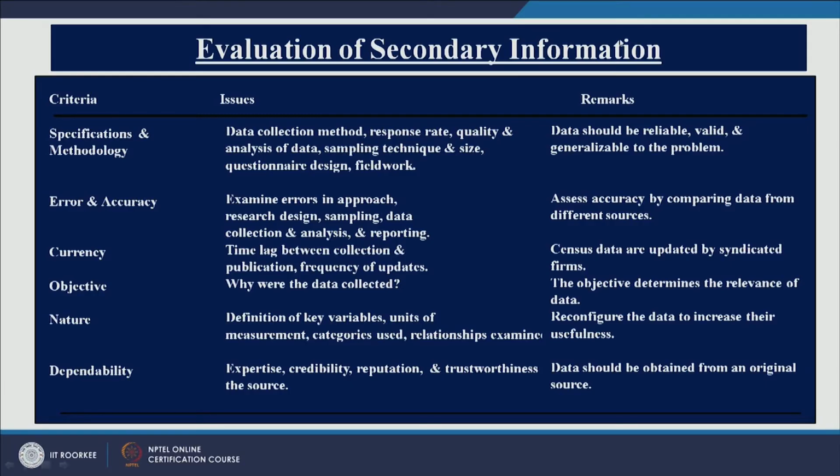So you need to look at the specification and methodology very carefully before getting any data from a secondary source, right. You should also look at the error and accuracy of that particular source. If there are some errors, then what is the level of that error?